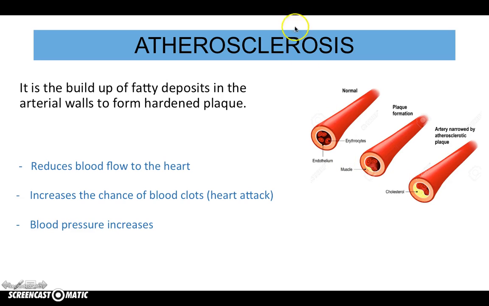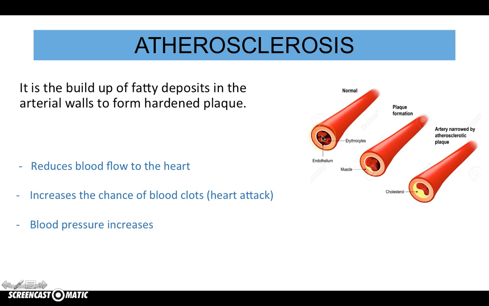Arthrosclerosis reduces blood flow to the heart, which is an issue, obviously, because we need the heart to be able to pump oxygenated blood around the body. It increases the chance of a blood clot, which will result in a heart attack. Eventually these fatty deposits continue to get larger and larger, leaving the blood vessel more narrow, and then a blood clot would form, no blood gets through, and we have a heart attack. With this, our blood pressure will also increase.